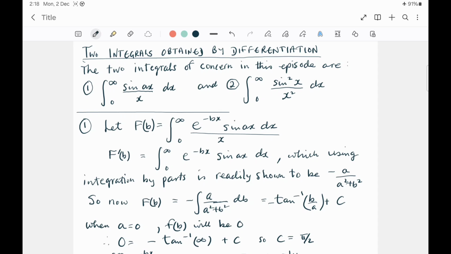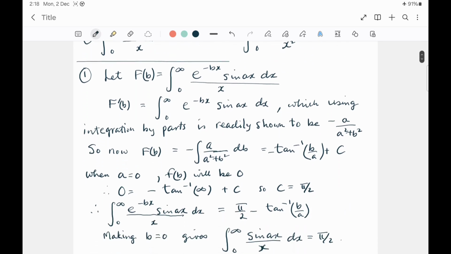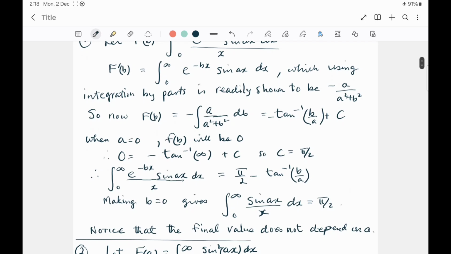We've got to find the value of that constant, and we can find it by putting a equal to 0, which will make f of b equal 0, and so 0 will equal minus tan inverse infinity plus c, and tan inverse infinity is pi upon 2, which will make c equal pi upon 2. And so we've got our original integral, e to the minus bx sine ax over x dx between 0 and infinity, equal to pi upon 2 minus tan inverse b upon a.